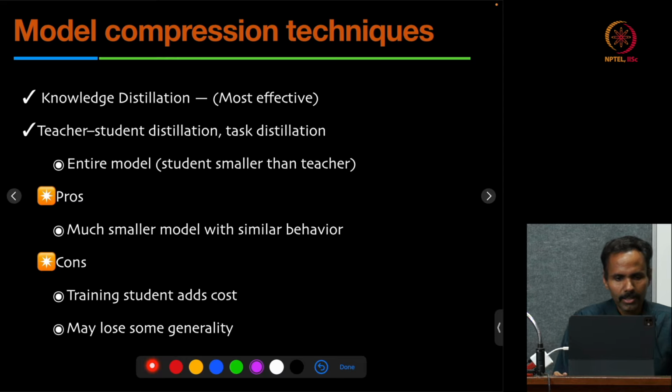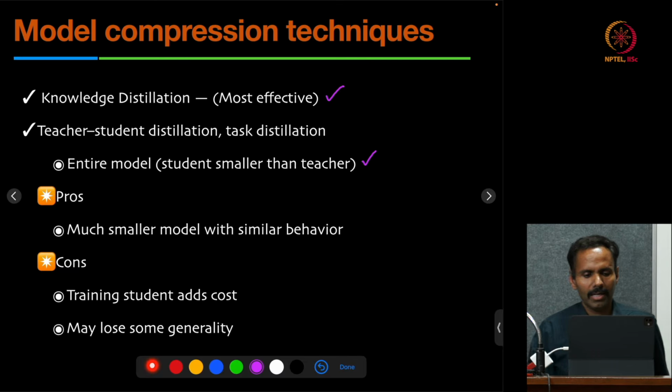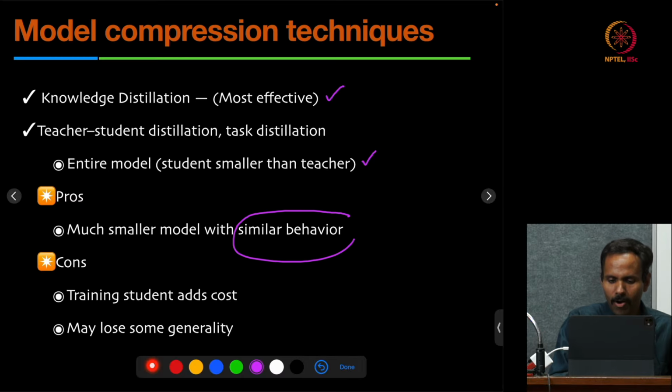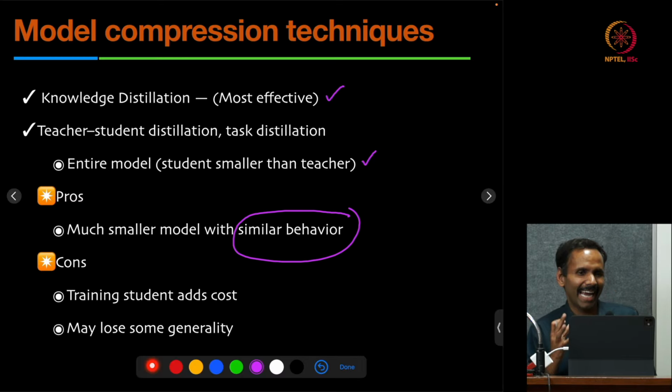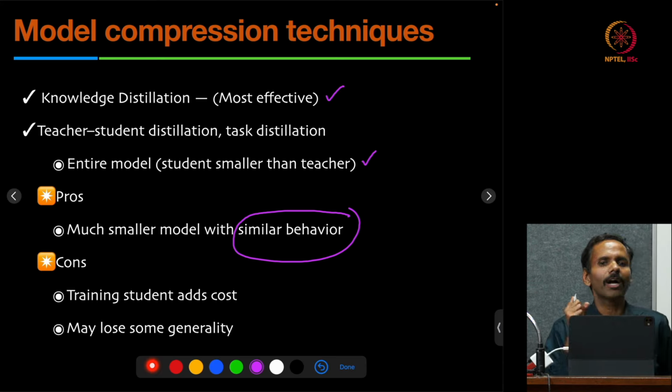Okay. So quickly a summary on the knowledge distillation, perhaps the most effective setting. Entire model is trained and the student model is typically much smaller. That's the reason why we want to compress. And on the tasks and on the data that you care about, you have somehow controlled the behavior. Right? So you have better control of how the model behaves on that subset of the task that you are interested in. This is the key advantage.